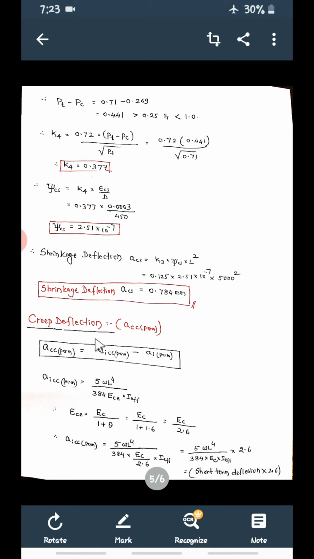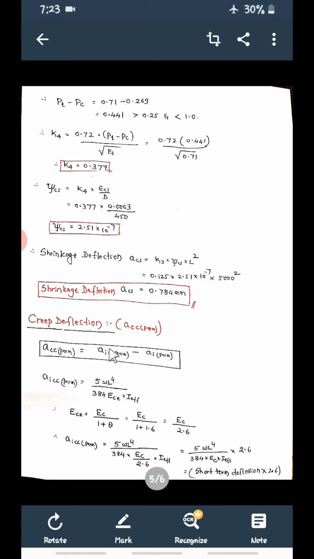Third, we will calculate the creep deflection, that is ACC. C indicates creep, and S indicates shrinkage. ACC indicates creep. So the permanent creep deflection is calculated using this formula: creep deflection is equal to AICC permanent minus the short term deflection AI permanent. We have already calculated the short term deflection. This AICC permanent minus the short term deflection will give the creep deflection.